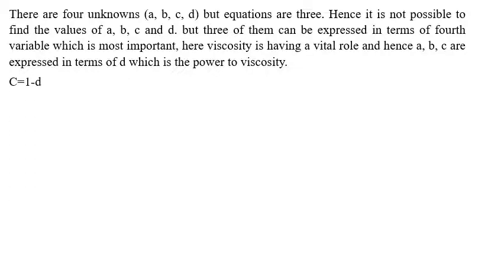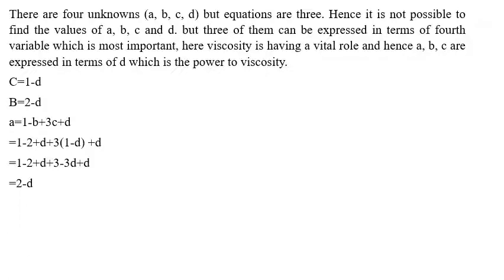After that, c equals 1 minus d, then b equals 2 minus d, and a equals 1 minus b plus 3c plus d. Now substituting the values of c and b in this expression, a equals 1 minus 2 plus d plus 3 into (1 minus d) plus d. Simplifying that, we get the value of a equals 2 minus d.